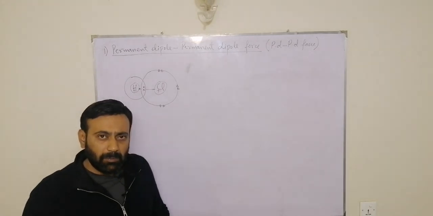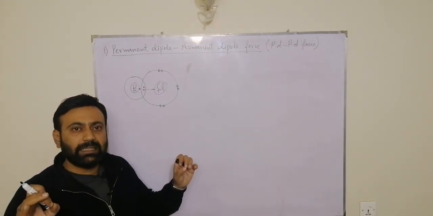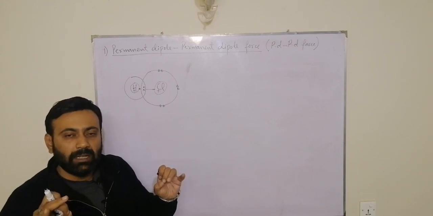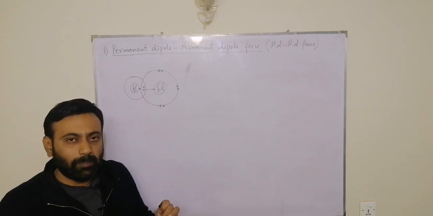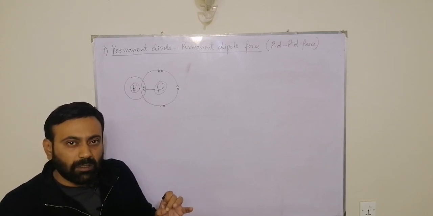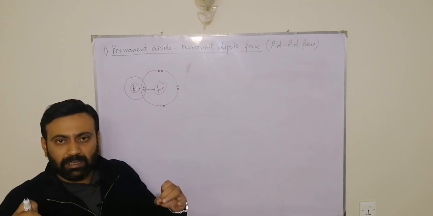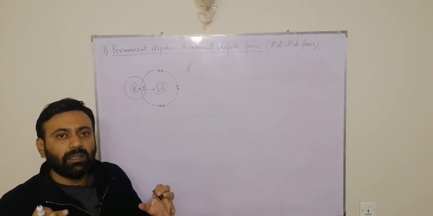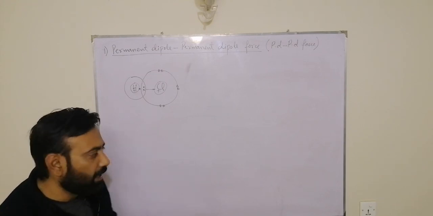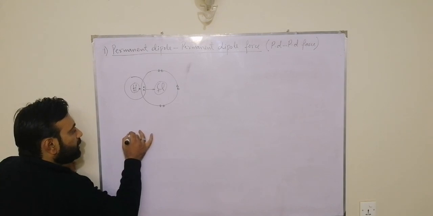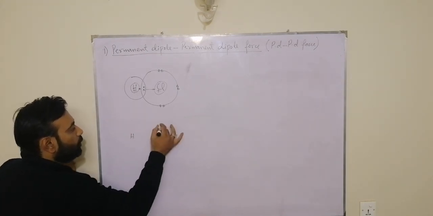Keep one thing in mind, that there is a limit to what extent these atoms could come closer to each other, because in the center of each atom there is a nucleus containing protons, and those nuclei are repelling each other. So there is a certain limit. The nuclei cannot come closer to each other than that limit. So suppose here this is the nucleus of hydrogen, this is the nucleus of chlorine.